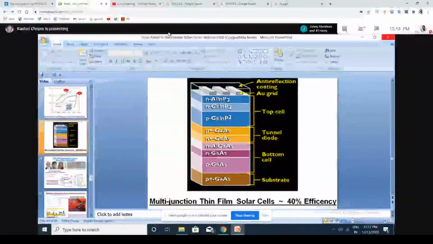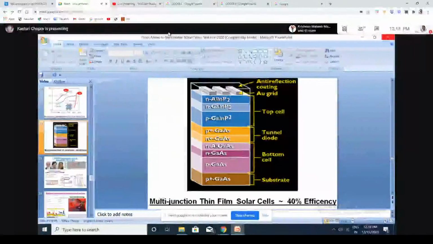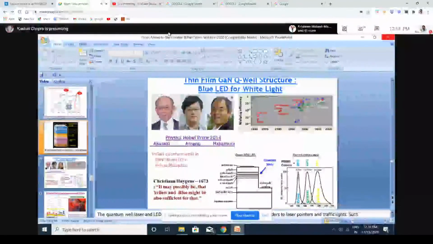Okay, just to show you that, I won't go into details, but you can see here gallium arsenide, and then aluminum oxide, and then you go to gallium indium phosphide. So it's not a simple process. So the multi-junction thin film source can achieve, and has achieved, 40% efficiency. Okay, and of course this is the top of the thing.